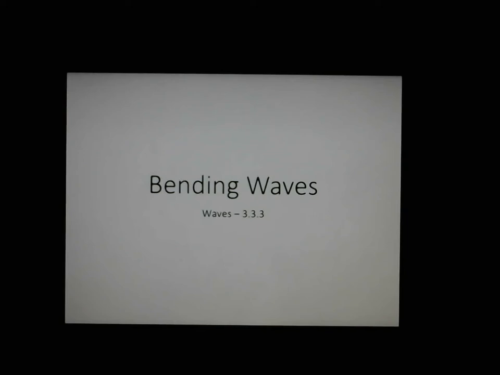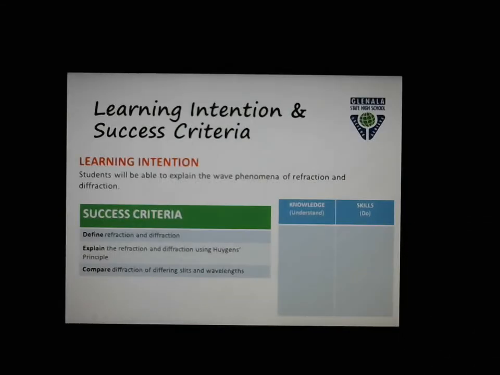This video is going to be going through the main ideas of chapter 4.5 of book 1. Please complete this reading before class. Here are your learning intentions and success criteria.